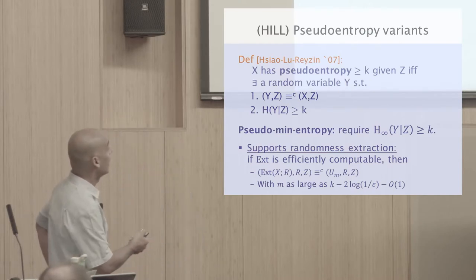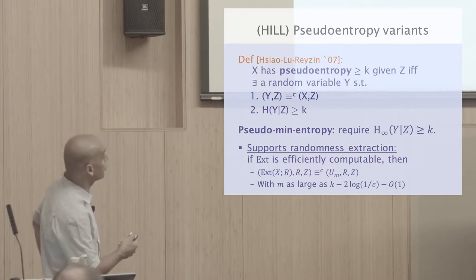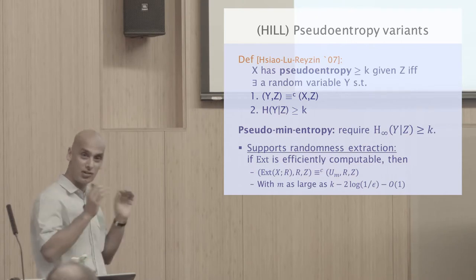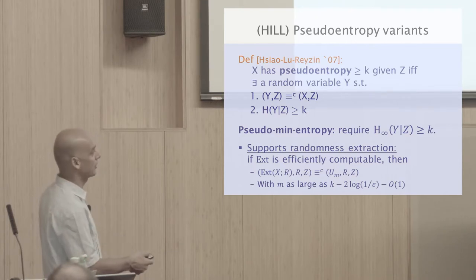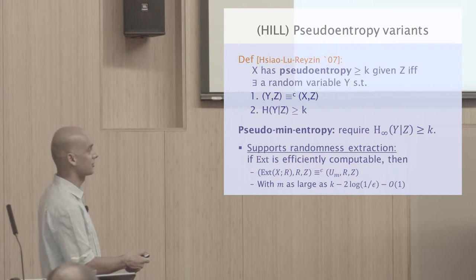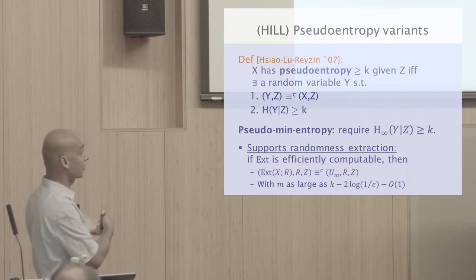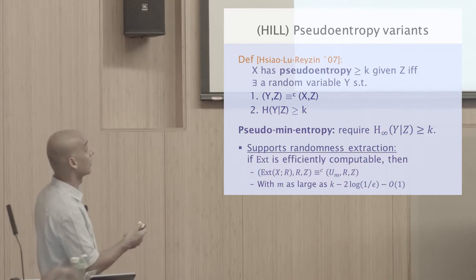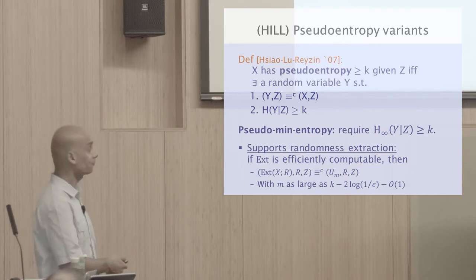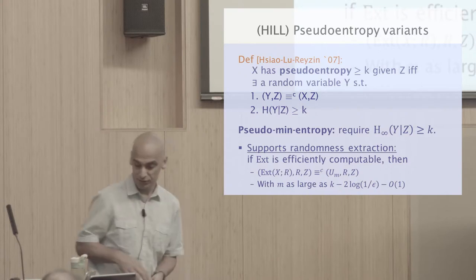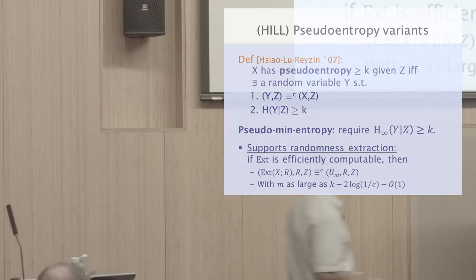Just to remember, when we have an H in this talk, it's Shannon entropy. When I want to talk about min-entropy, that'll always be with the subscript, H infinity. So one can also talk about min-entropy, both unconditional and conditional pseudo min-entropy. Okay, so Hill pseudoentropy.